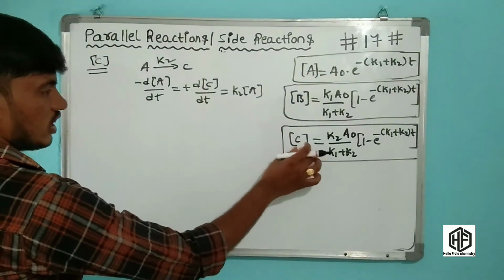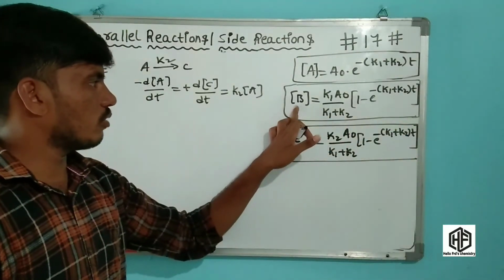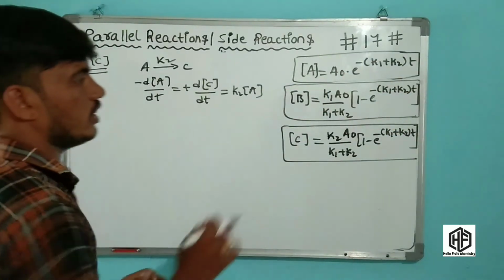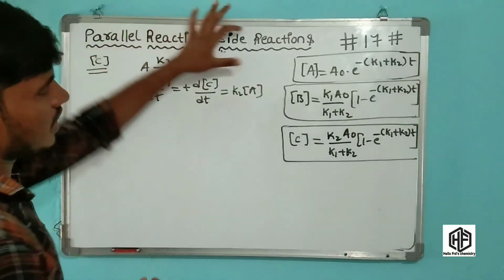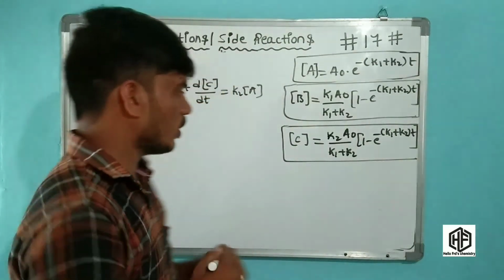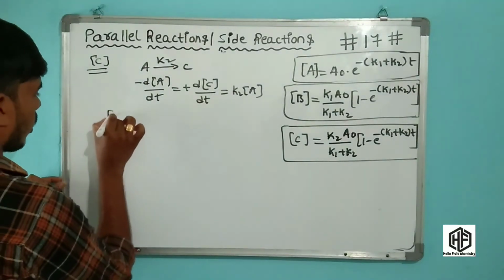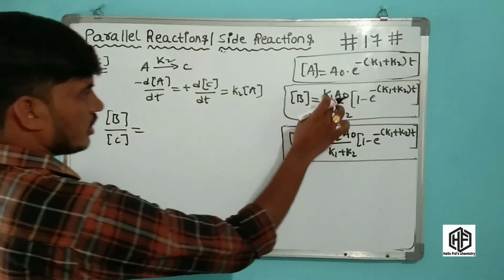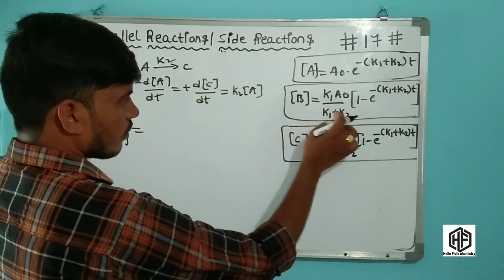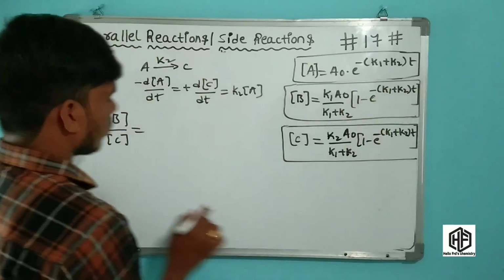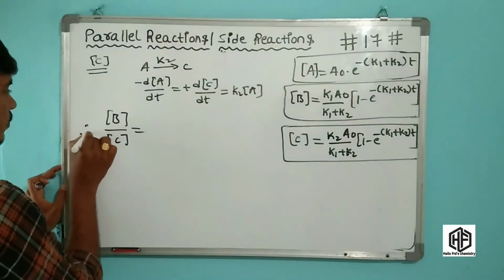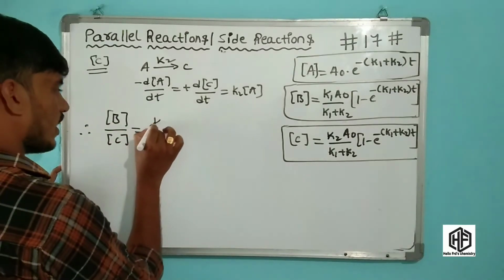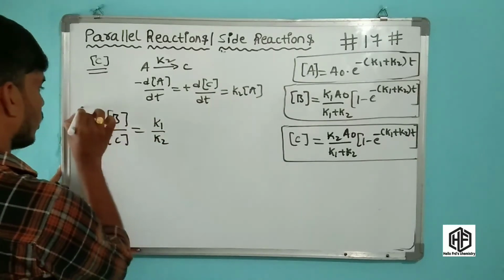This is the concentration of C versus t, and concentration of B versus time t, and this is the concentration of A versus time. These are the important formulas present in this parallel reaction or side reaction. Now one more important point, in the ratio between the concentration of B and concentration of C, what happens, friends? These A0 and A0 cancel, K1 plus K2 cancels, and this term also cancels. The ratio of the concentration of B by concentration of C is equal to K1 by K2. This is one more important expression, friends.